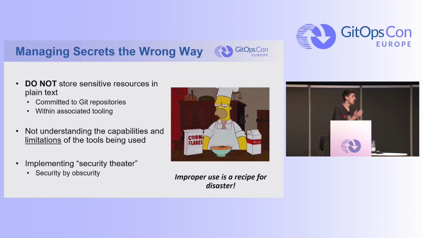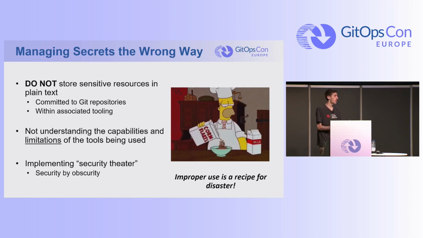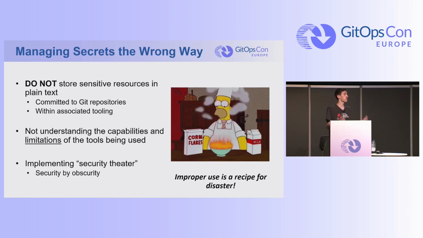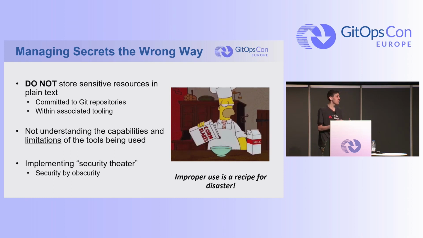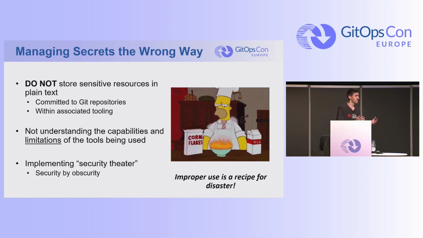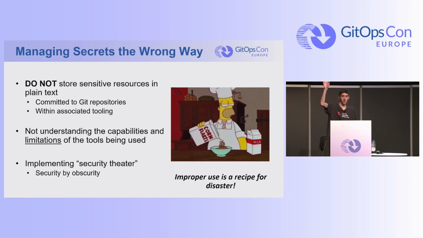And then next, understand the limitations of your tooling. If they don't store them in encrypted values or protected resources, understand that. Understand just the limitations of what your tool can provide. This goes beyond Git. It's any type of feature of your tool. And then don't do security theater. How many of you are familiar with security theater? What is it?